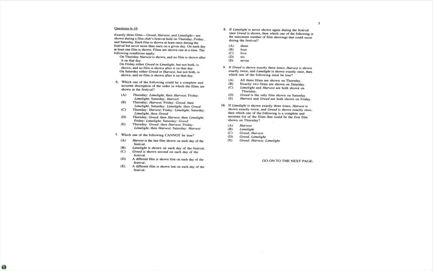So here we see the second game on the June 2007 LSAT exam, and it states exactly 3 films, Greed, Harvest, and Limelight, are shown during a film club's festival held on Thursday, Friday, and Saturday. Each film is shown at least once during the festival, but never more than once on a given day. On each day, at least one film is shown. Films are shown one at a time.